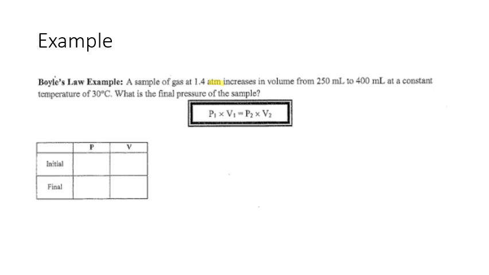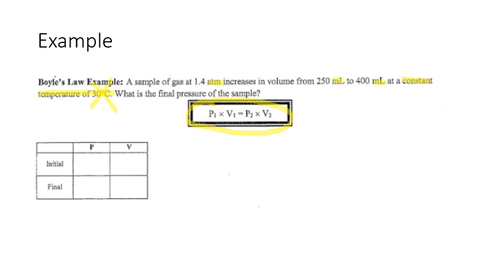You also notice that the volumes are in milliliters, which is fine too. We can actually leave those in milliliters. If the question said to make sure you change it to liters, that would be one thing, but there's no indication of that. Another thing you should notice, it does say constant temperature of 30, which means we really don't care about that because there is no T in this equation right here. So we don't care about the temperature in this case.